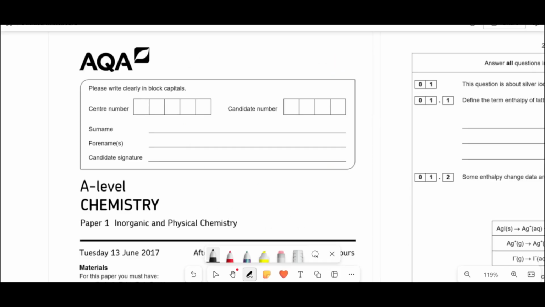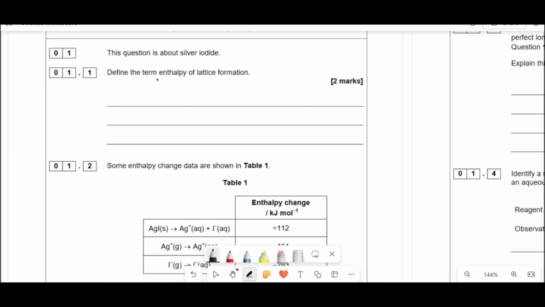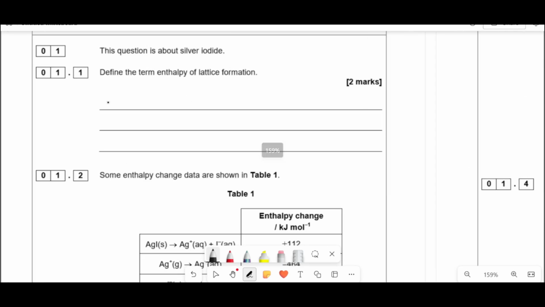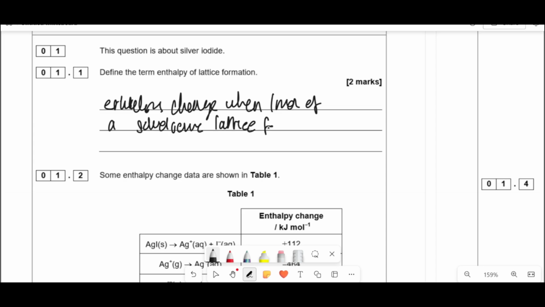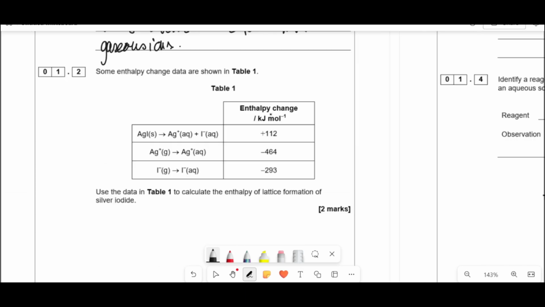Hello everybody, welcome back to another episode of the A-Level Cookbook. Today we're going to be doing the AQA A-Level Chemistry paper from June 2017. This question is about silver iodide. Define the term enthalpy of lattice formation. So the enthalpy of lattice formation is the enthalpy change when 1 mole of a solid ionic lattice forms from its gaseous ions. Some enthalpy change data is shown in Table 1. Use the data in Table 1 to calculate the enthalpy of lattice formation of silver iodide.